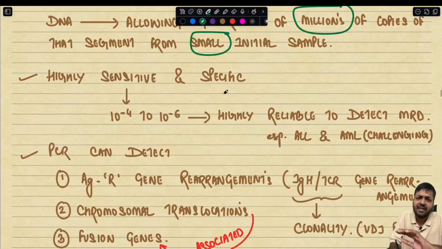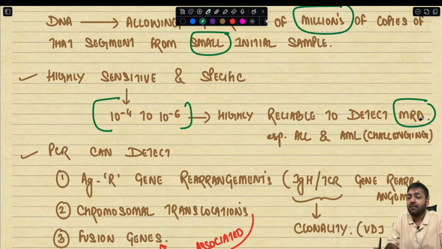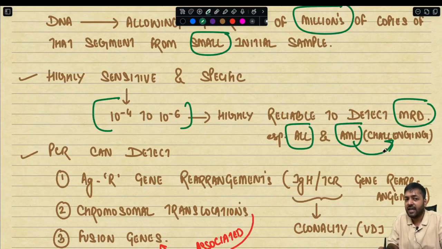It is a highly sensitive and highly specific process, so much so that it is reaching 10 to the power of -4 to -6. It is highly reliable to detect MRD. Most cases of ALL are monitored and detected via RQ-PCR, as well as in AML, though in AML the process of MRD detection using PCR is a bit challenging.